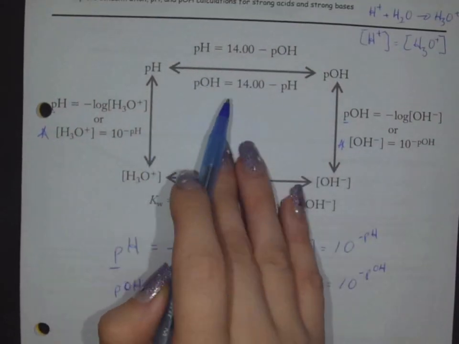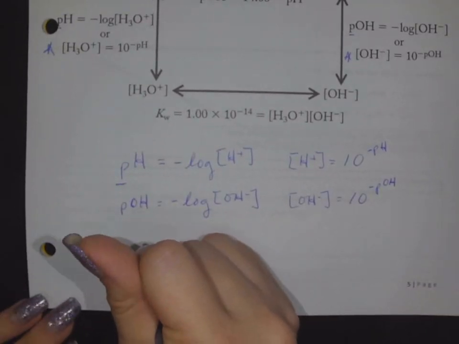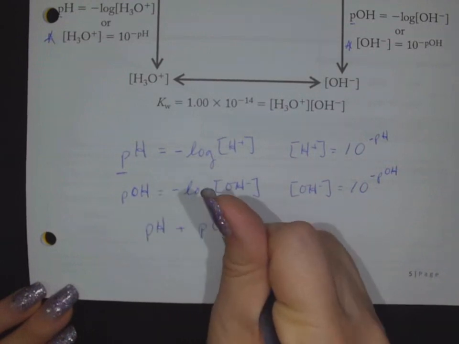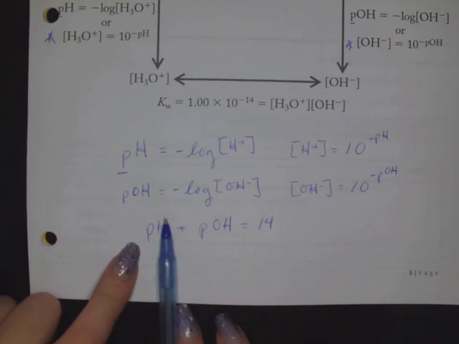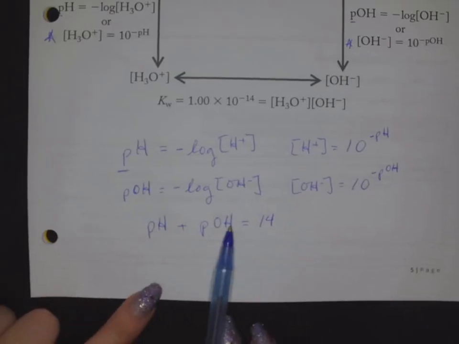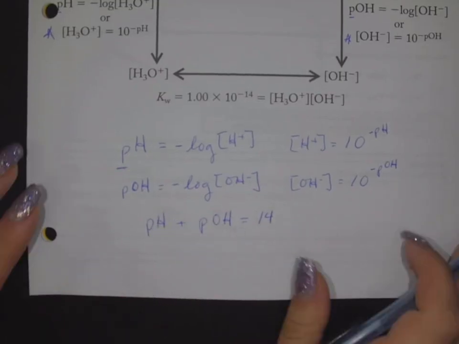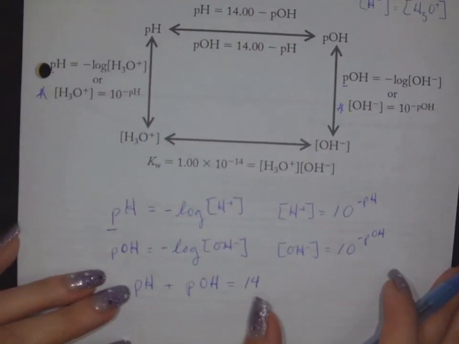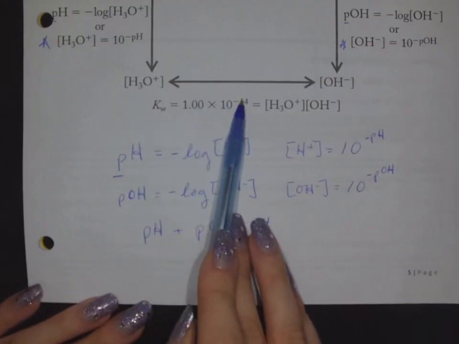The other cool thing is that if you take pH and you add it to pOH, pH plus pOH always equals 14. So if I'm solving for either of these, like let's say I'm solving for pH, I would just subtract pOH. 14 minus pOH equals pH. Or if I was solving for pOH, 14 minus pH would equal the pOH. So that's what we see right here. And then the last one is this Kw. I'm going to explain more in a moment what Kw is, but this is the value that it's equal to.